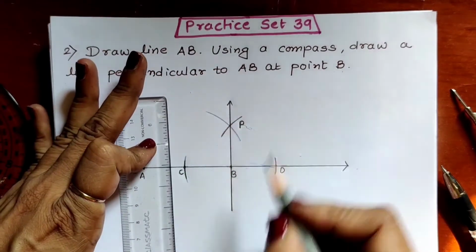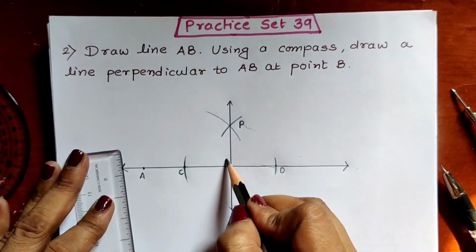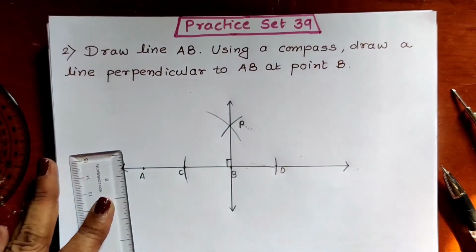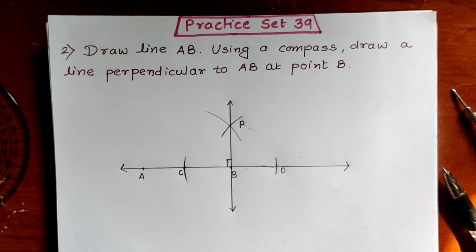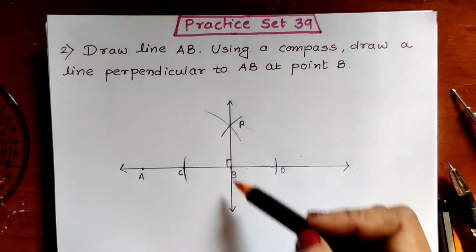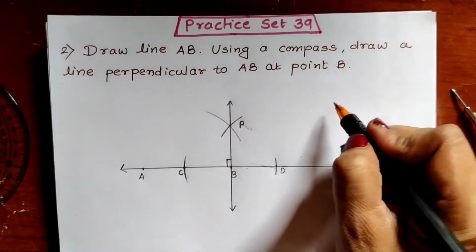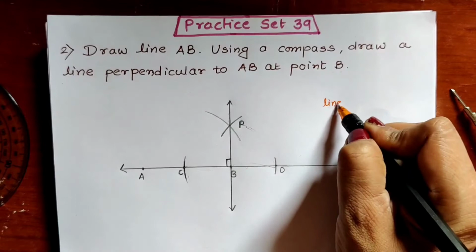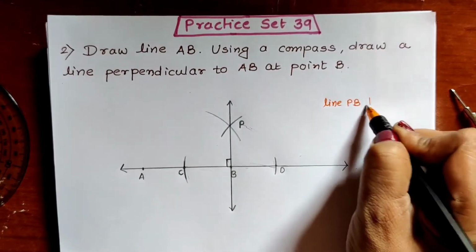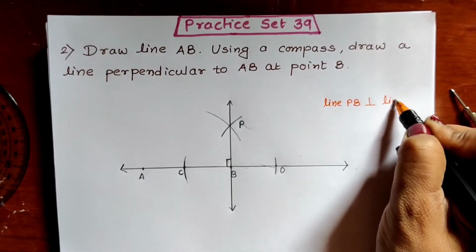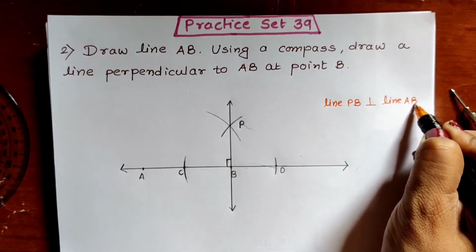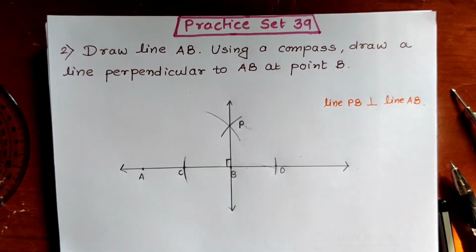And in this way, this perpendicular is drawn here. We can show it by the symbol of right angle. How to write in the symbol form? PB is perpendicular to AB. So right here, line PB is perpendicular to line AB at point B. Okay, so this is the construction.